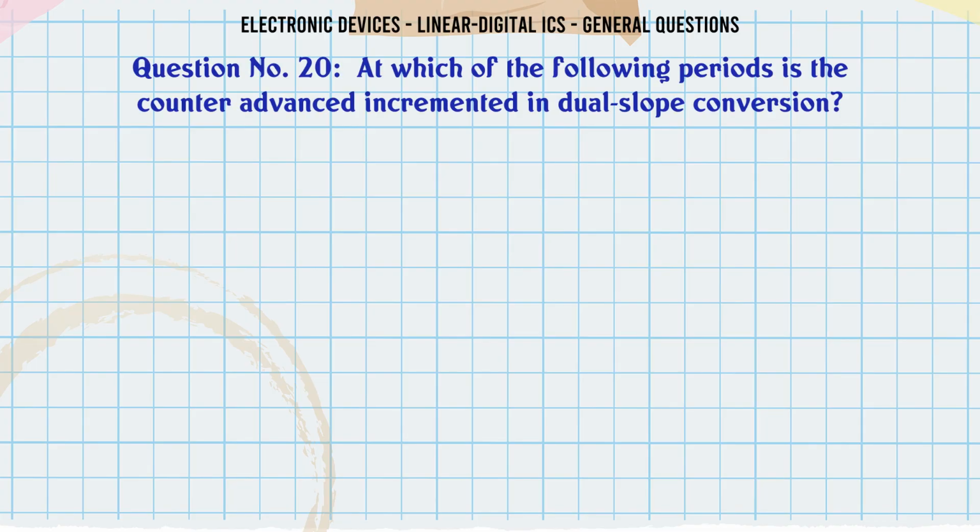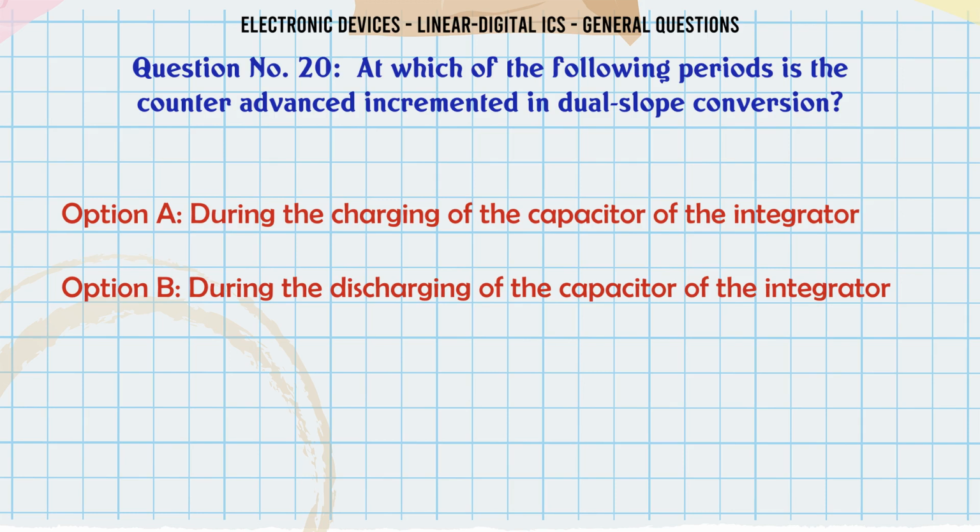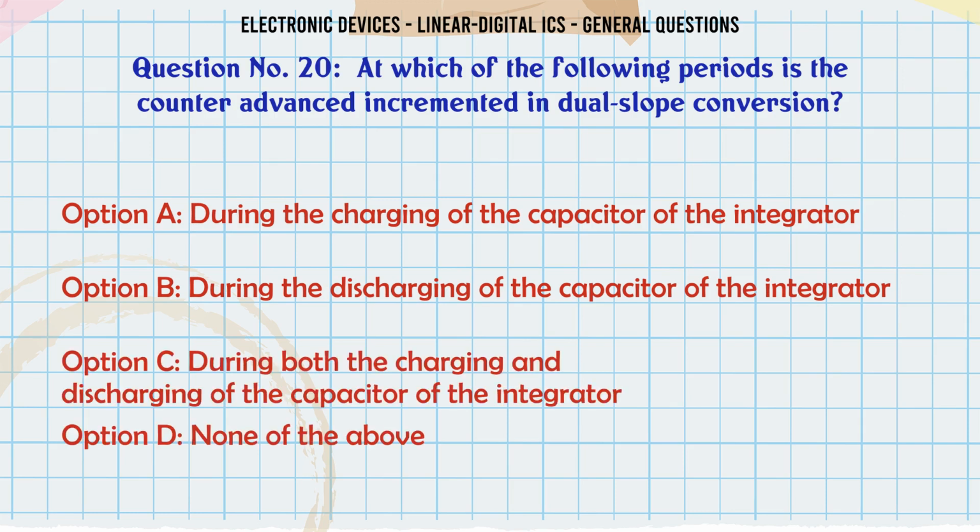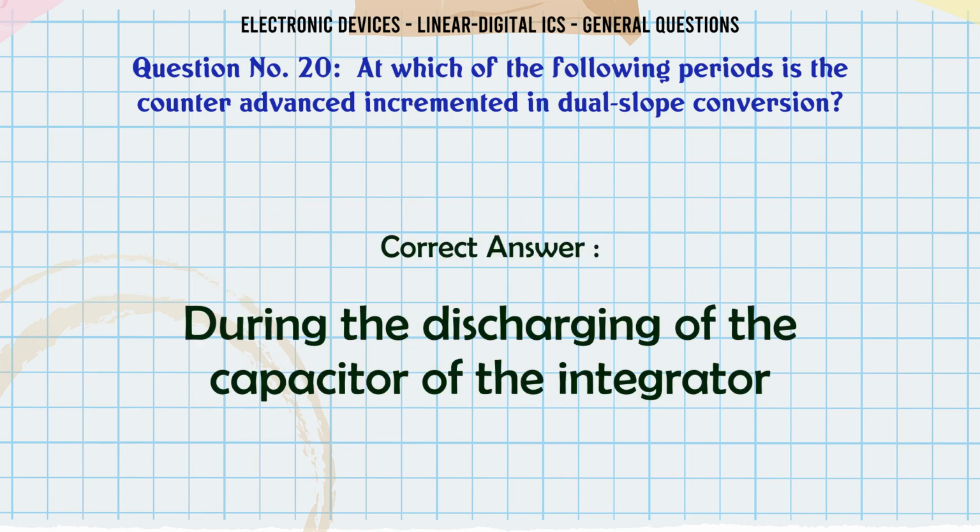At which of the following periods is the counter advanced, or incremented, in dual slope conversion? A. During the charging of the capacitor of the integrator, B. During the discharging of the capacitor of the integrator, C. During both the charging and discharging of the capacitor of the integrator, D. None of the above. The correct answer is during the discharging of the capacitor of the integrator.